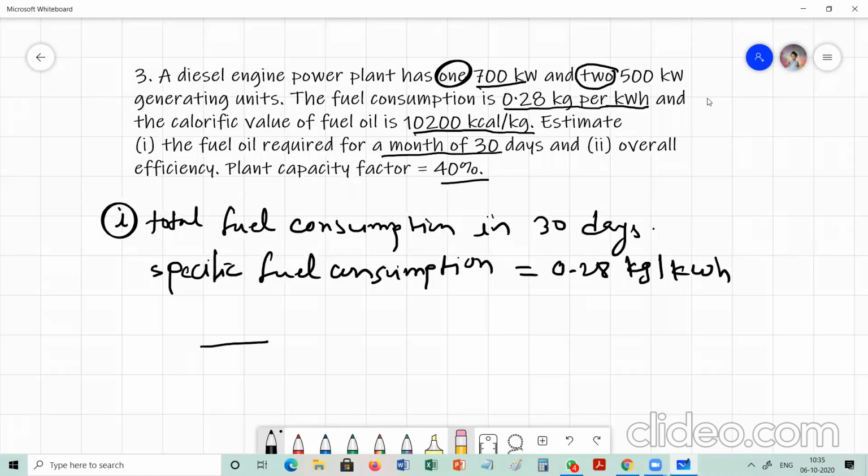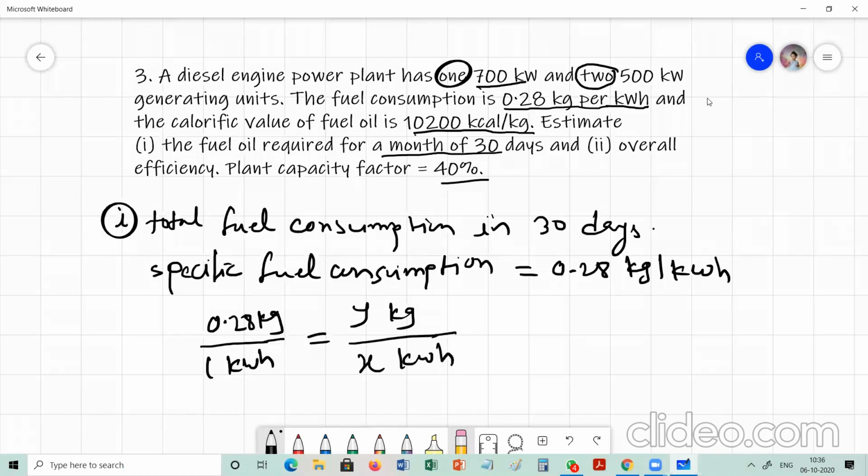If 1 kWh of energy is required, then 0.28 kilogram of fuel should be burned. Then suppose in 30 days Y kilogram of fuel is burned, and due to that X kWh of energy is generated.